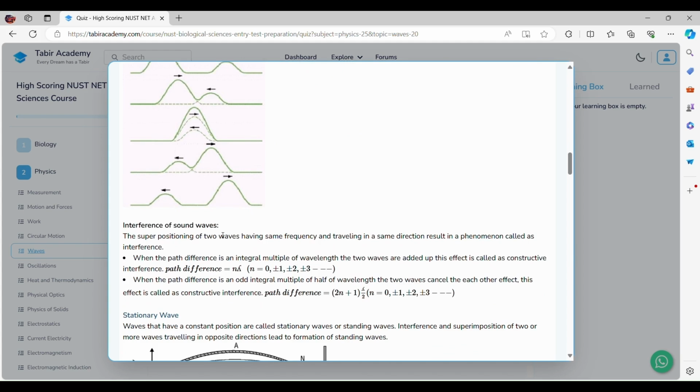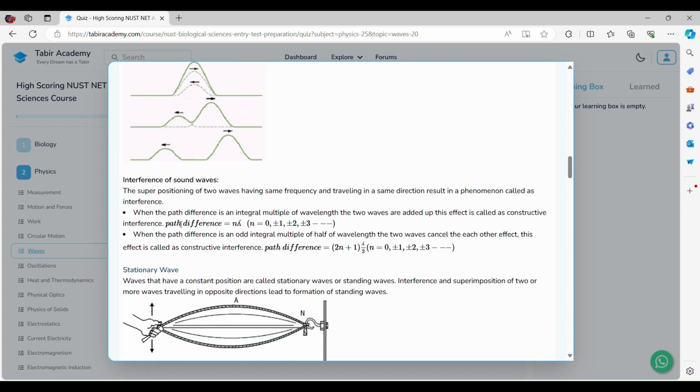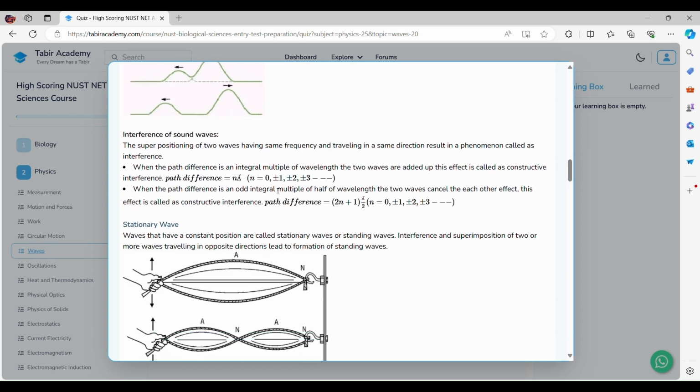Interference of sound waves. The superposition of two waves having the same frequency and traveling in the same direction results in a phenomenon called interference. When the path difference is an integral multiple of wavelength, the two waves are added up. This effect is called constructive interference. Path difference equals n lambda, n equals 0, plus minus 1, plus minus 2, plus minus 3. When the path difference is an odd integral multiple of half wavelength, the two waves cancel each other. This effect is known as destructive interference.